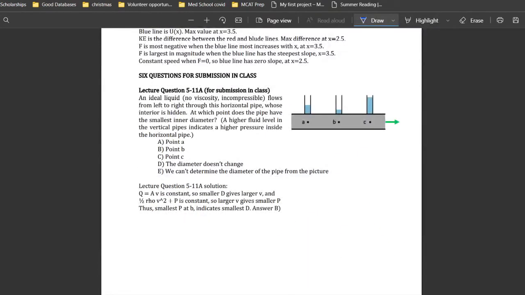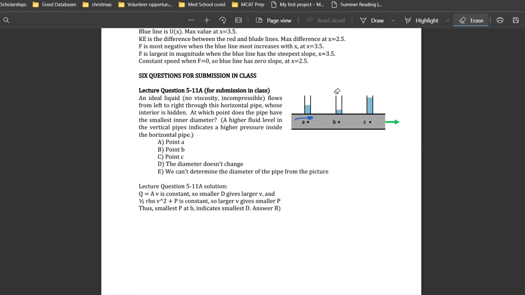Okay, so moving back up to 5-11A. An ideal liquid with no viscosity and is incompressible flows from left to right through this horizontal pipe whose interior is hidden. At which point does the pipe have the smallest inner diameter?